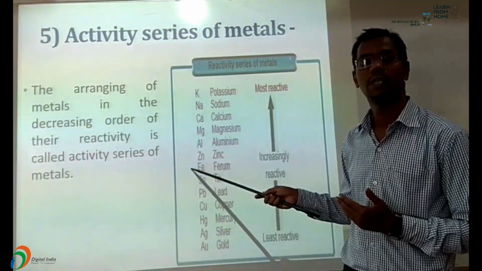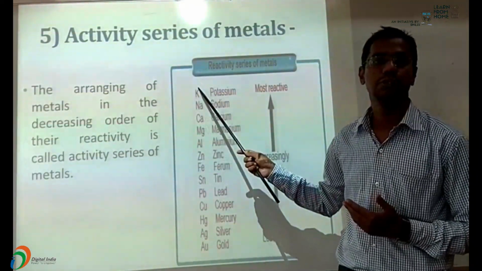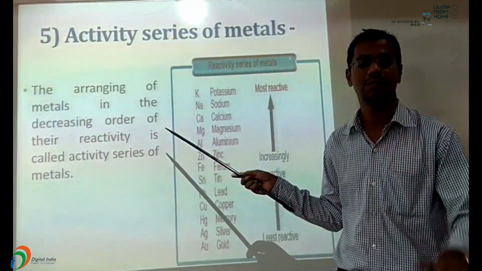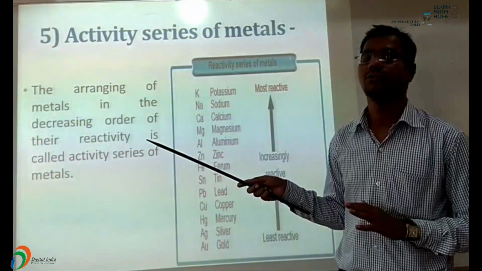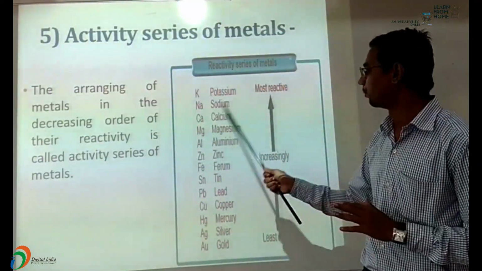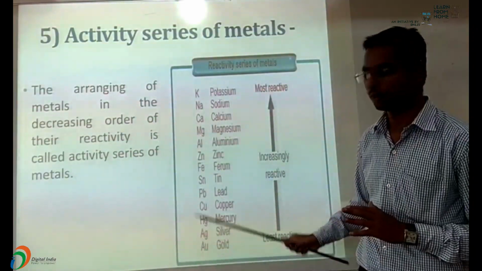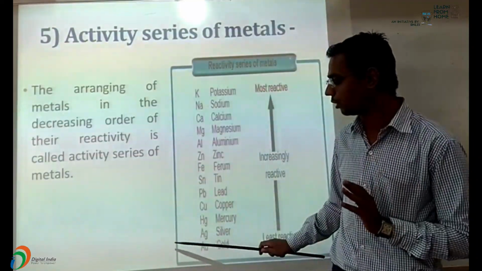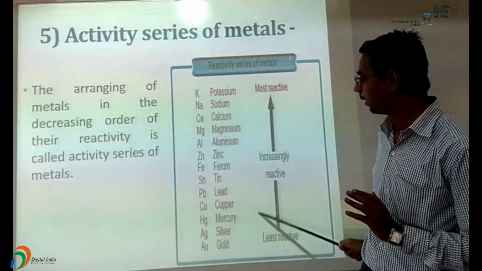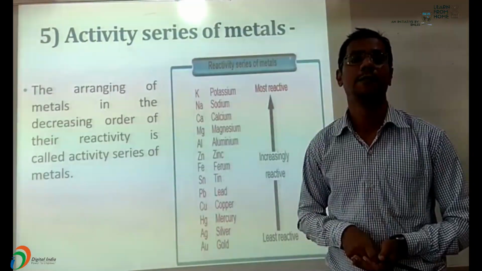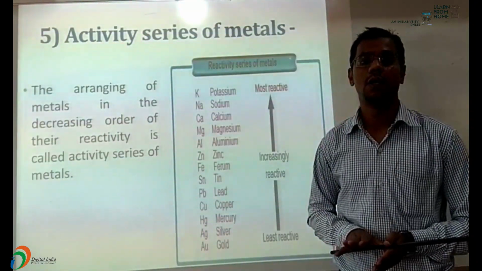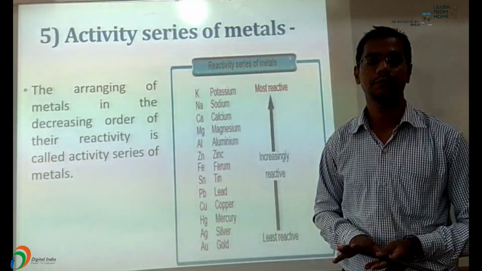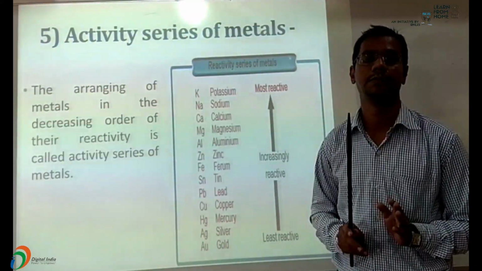Among these, which one is highly reactive? Above one. As the position of the metal is above, it is highly reactive. As the position of the metal is at the bottom, it is least reactive. So most reactive, least reactive. From top to bottom, reactivity decreases, and from bottom to top, reactivity increases. This is called the reactivity series of metals. I hope you understood this part.